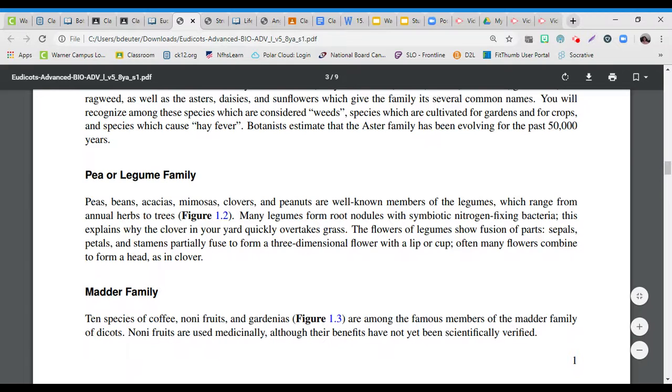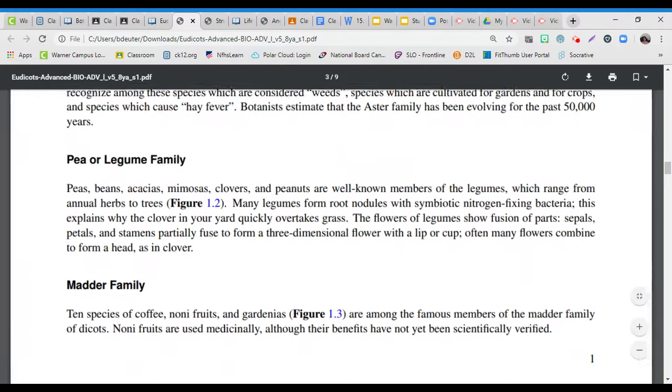This is really important to understand because they're not just draining the soil of nutrients, but they're actually having this relationship. So there's nitrogen being produced by these bacteria and they're giving food back. So the soil doesn't get depleted as quickly with our beans or our pea/legume family. So that's really nice to know.